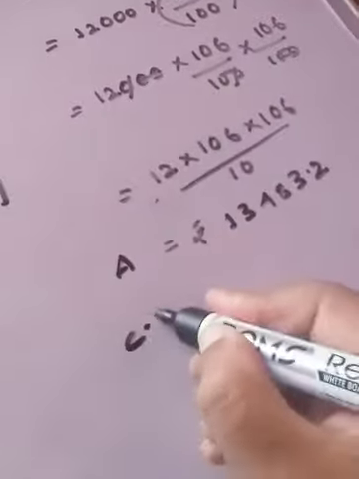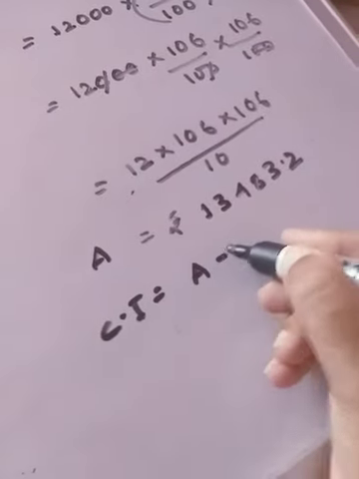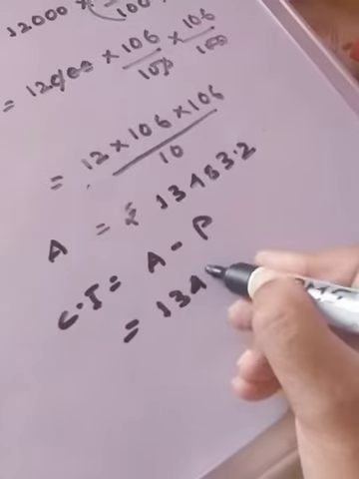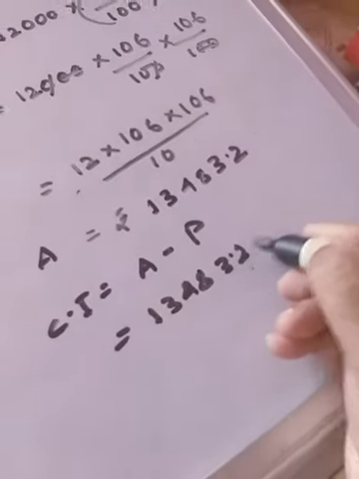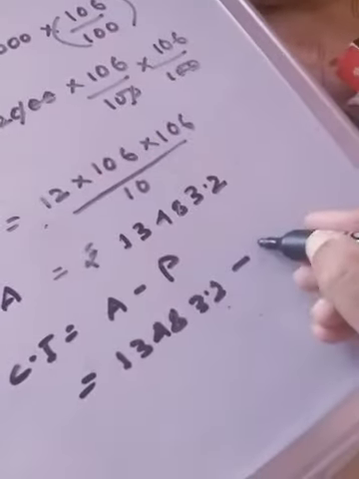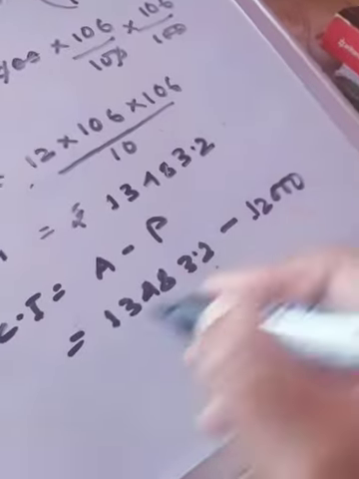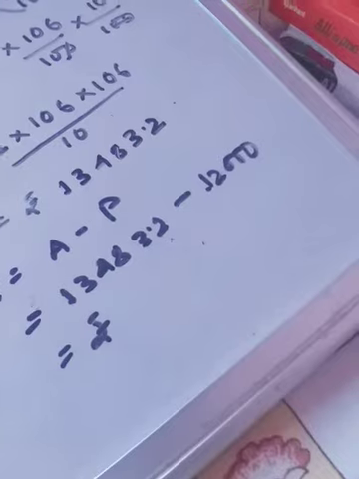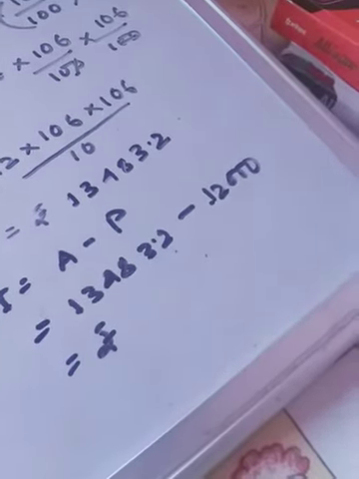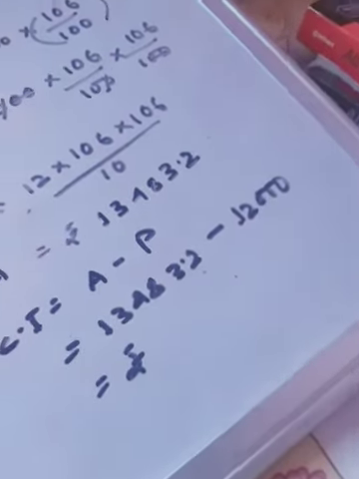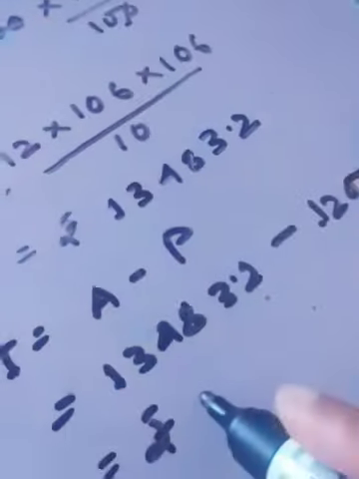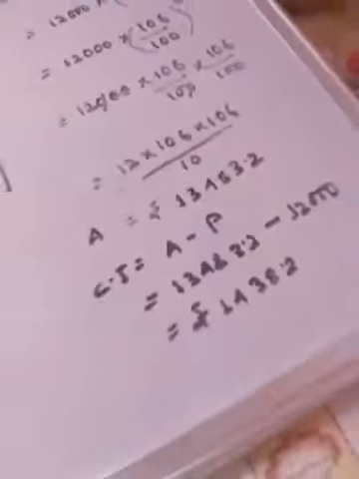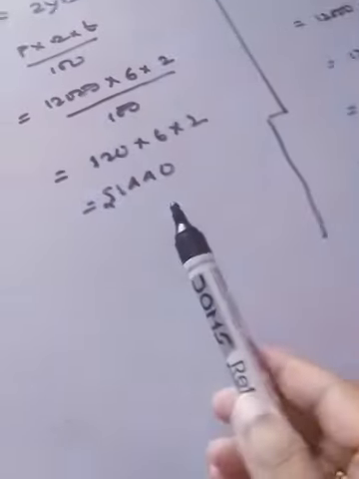So we have to find the compound interest. The compound interest is amount minus principal. So the amount is 13,483.2 minus what was the principal? 12,000. So after you do the subtraction, you will get the answer as 1438.2. So this is compound interest and this is simple interest.